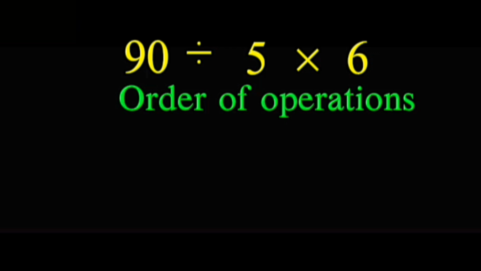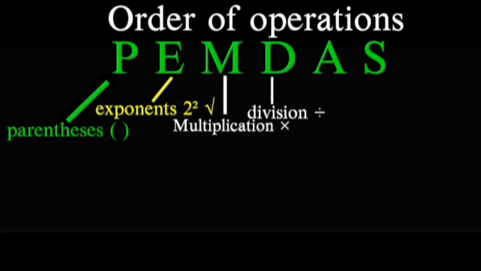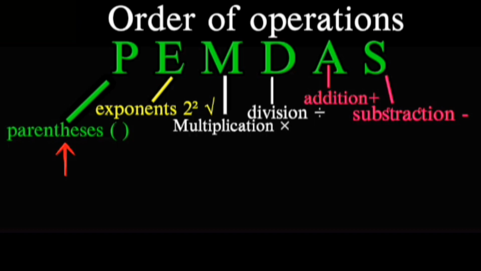The correct order of operations is known by a short acronym called PEMDAS. P stands for parentheses, E stands for exponents and roots, M stands for multiplication, D stands for division, A stands for addition, and S stands for subtraction. According to PEMDAS, in any mathematical expression, we first calculate parentheses, then exponents and roots, then multiplication and division, and finally addition and subtraction. Remember that multiplication and division have equal priority.